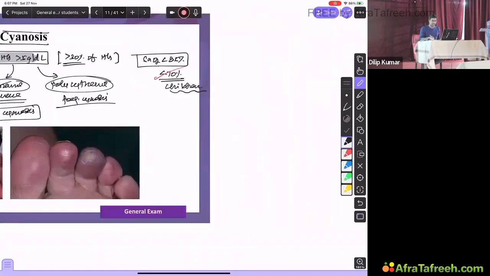Or alternatively, if you have abnormal hemoglobin circulating in the blood, for example, methemoglobin. Remember, it is not pronounced "meth"-hemoglobin, it is "met"-hemoglobin. I've seen many people mispronouncing it. So what is methemoglobinemia?